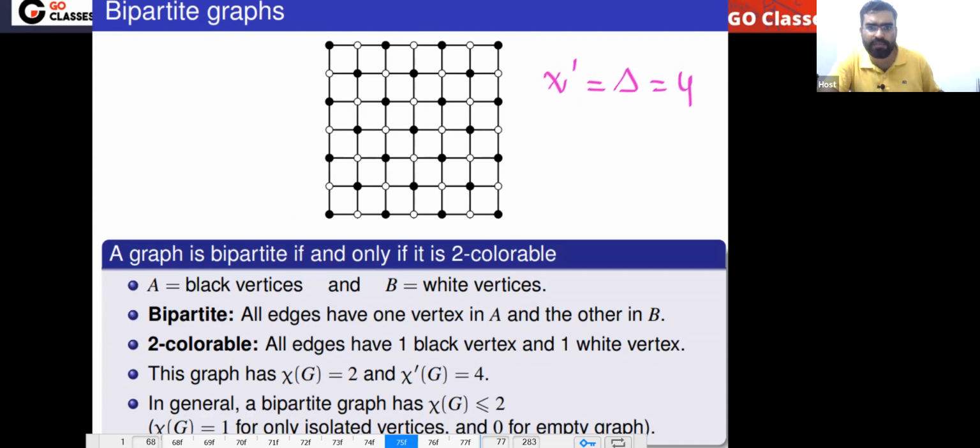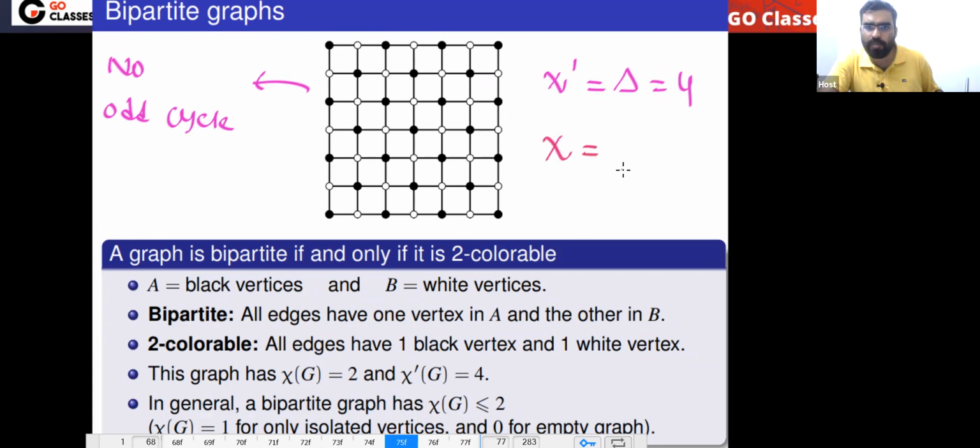This is a bipartite graph. Why is this a bipartite graph? There is no odd cycle. You can notice there is no odd cycle, so this is a bipartite graph. And every bipartite graph is class 1. You know, every bipartite graph is class 1. So that will be equal to 4.